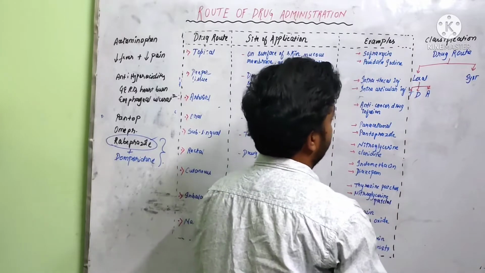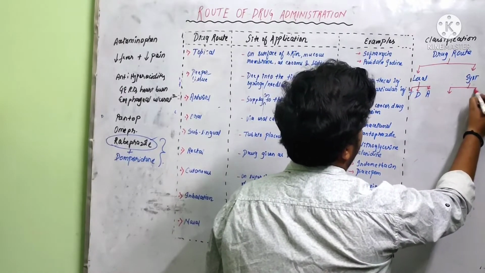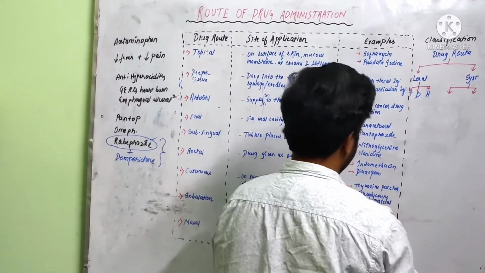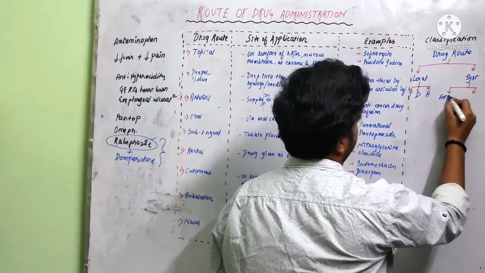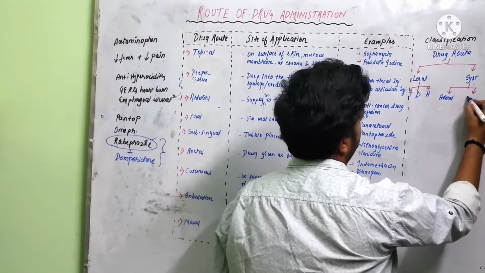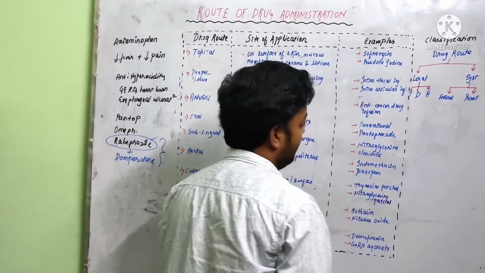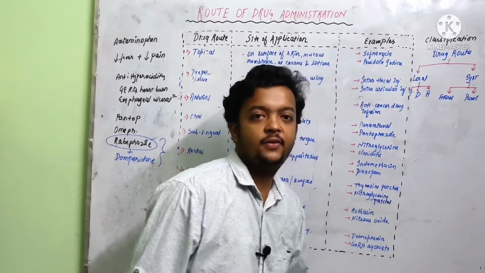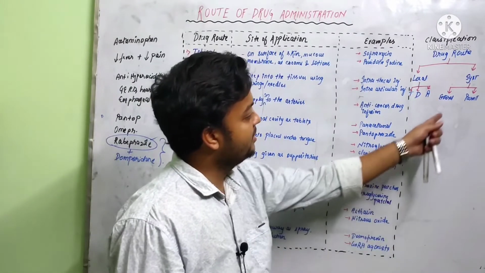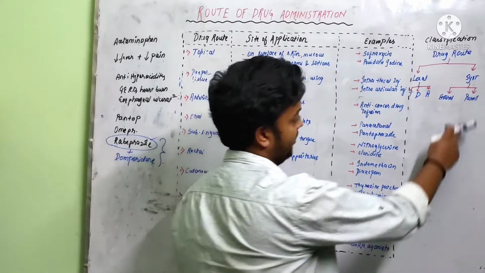Now the next we have is systemic. In systemic you would see that there are 2 classifications. Number 1 is the enteral, and the other one is the parenteral. Enteral means involvement of the GI tract. That means when a medication enters the GI tract, that route is the enteral route, and if it doesn't enter by the GI tract, that is the parenteral route.